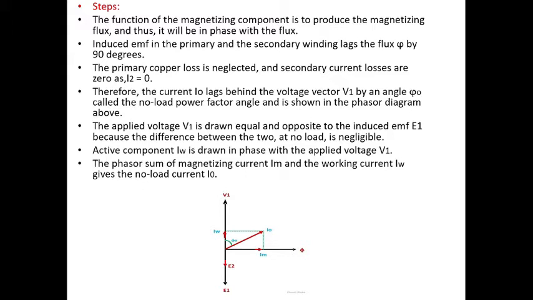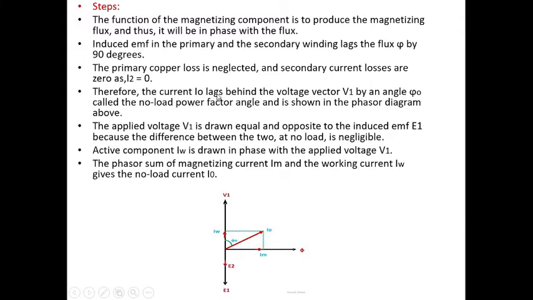Next we will see how to draw the phasor diagram at the no load condition. The steps are, first we have to draw the flux phi. The function of the magnetizing component is to produce the magnetizing flux, and thus it will be in phase with the flux. Induced EMF in the primary and secondary will be lagging by 90 degrees. So first phi and Im are drawn in phase. So this is the line. Then E1 and E2 are drawn in the vertical direction, that is at 90 degrees.